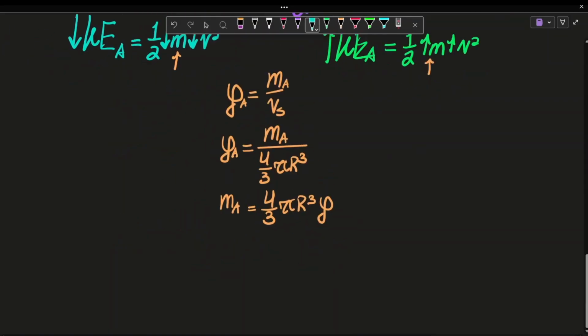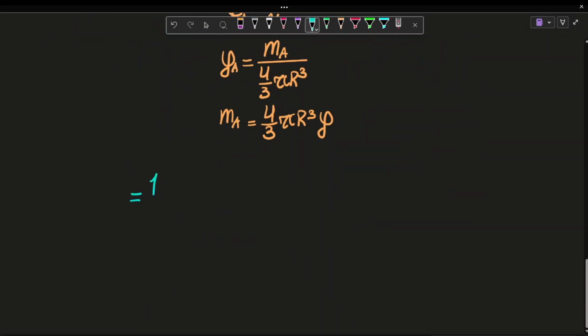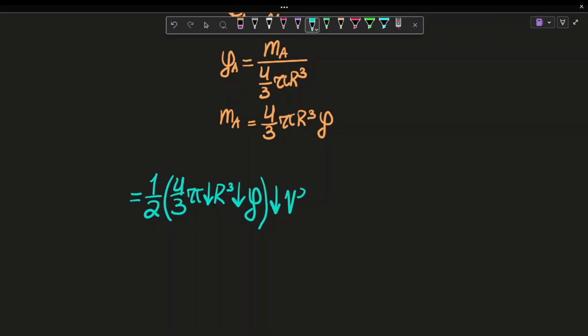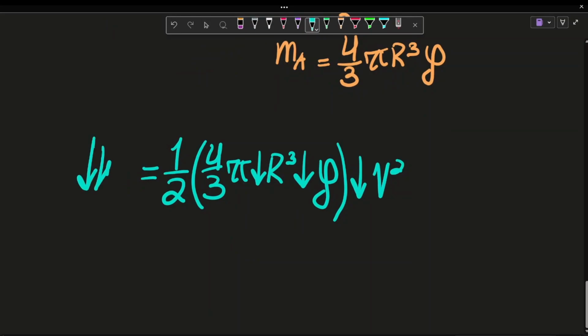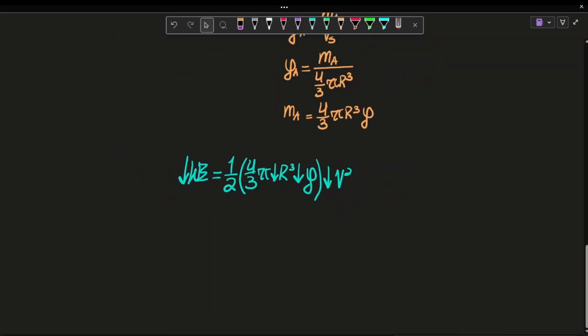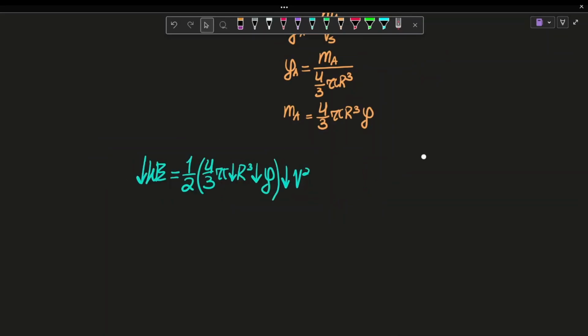And then we'll rewrite these equations again. So this is then 1/2 times 4/3 pi, and of course the minimum radius cubed, we're considering the minimum here in blue, times the minimum density, and of course the minimum velocity squared. And this would be our minimum kinetic energy. Of course we could do subscripts, but I think this notation is a bit easier to understand.